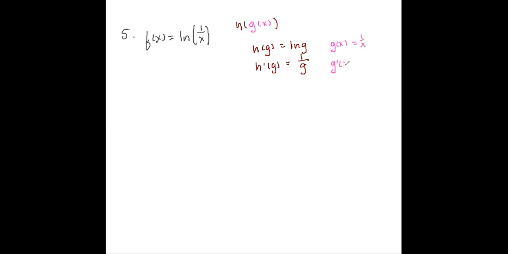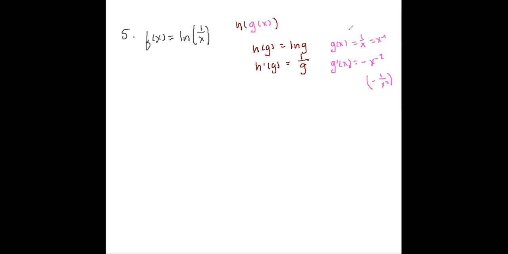And what is g prime? Could use the quotient rule, or I could just rewrite this as x to the negative 1, and then we could use the power rule. We'd end up with minus x to the minus 2, which I guess I could write if I wanted to as minus 1 over x squared. Does that make sense? Awesome. Okay, then I basically just need to put it together.